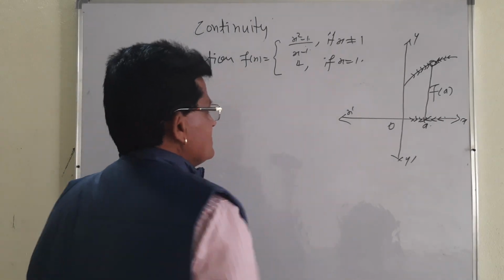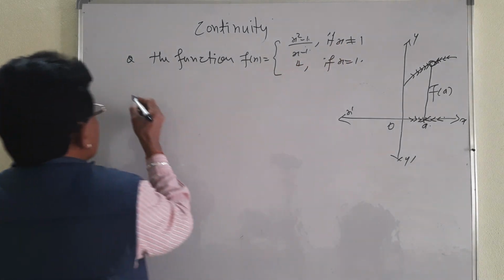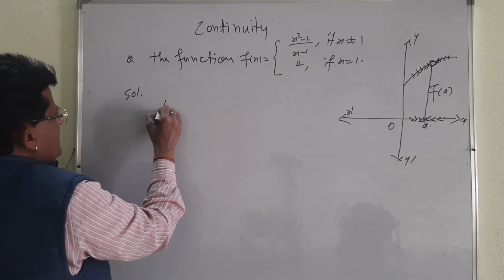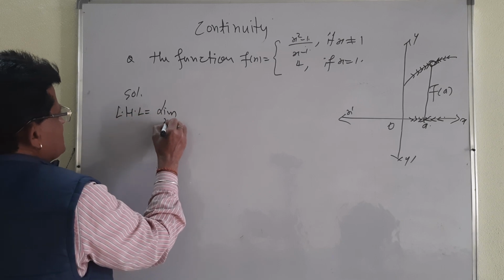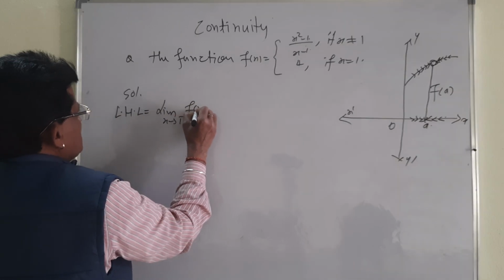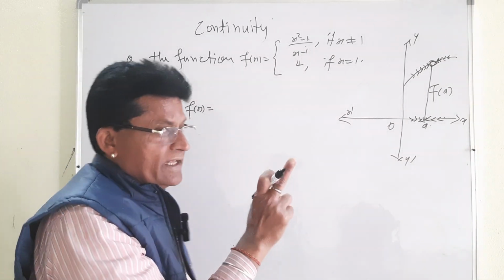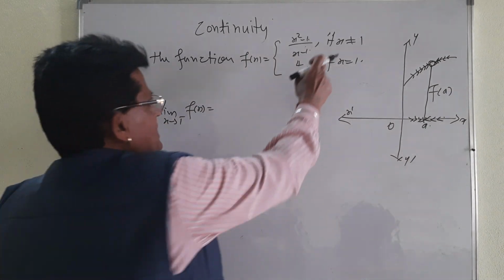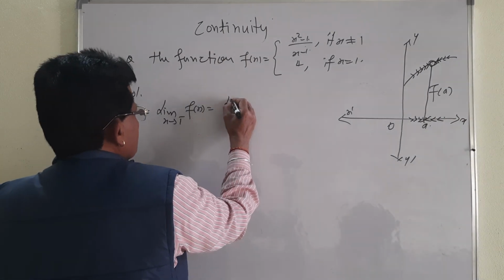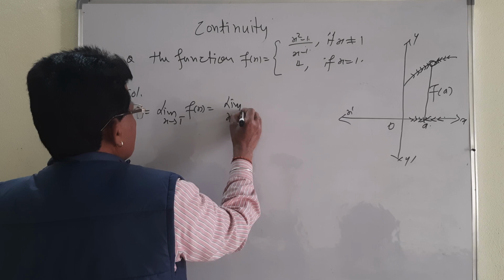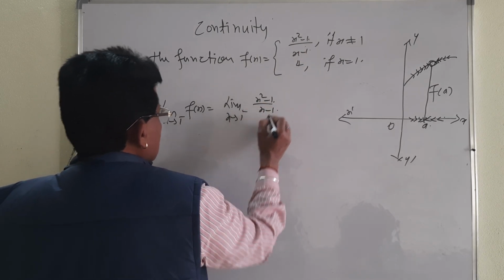Okay, my dear student, let me find out the left as well as right limit at what point? 1. Solution. Left hand limit, x tends to 1. This will be the left hand limit. I told you already, x not equal to 1 means it is the left limit. Same function you will take. x tends to 1, and the function is what? x square minus 1 upon x minus 1.